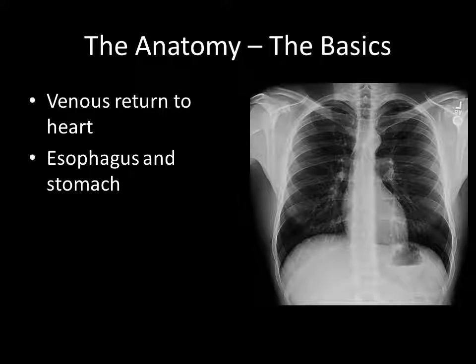And we'll quickly review the pertinent anatomy just to understand where the tubes and lines are and where you'll be looking for them on the chest films. For the peripherally inserted catheters, the PICCs, and the centrally inserted catheters, we're talking about venous return to the heart, because these lines will travel in a vein and head back towards the heart. And then for the GI tubes, we'll talk about the esophagus and the stomach, because that's primarily where we're dealing with them.